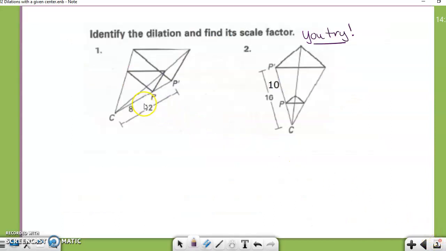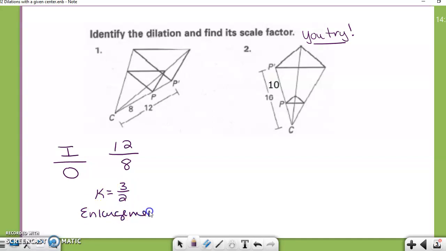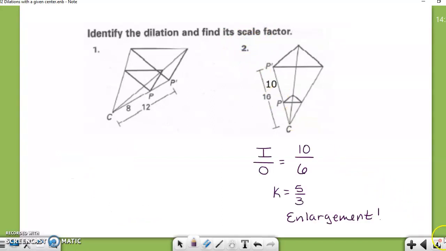Okay, so now let's take a look at this one. When I'm looking at this, I'm going to think about my image over, I like to say, original. So I'm thinking, okay, from C to P prime, that is my image, which is 12, over my original, which is 8. So now I reduce that, and K equals 3/2, and I have an enlargement. I want you guys to try the next one. You try this one. Pause the video. Come back, and let's see how you did.